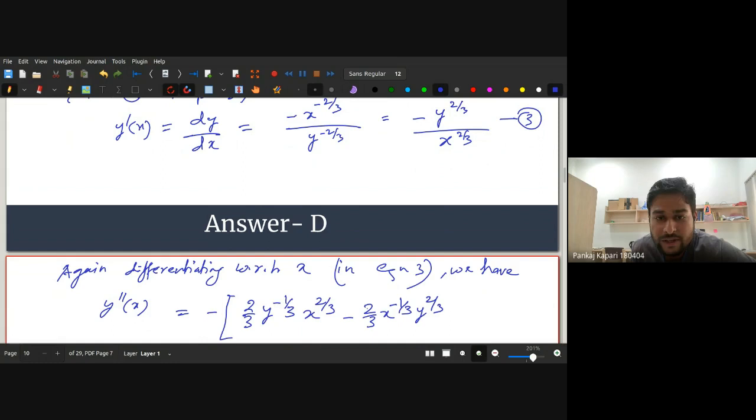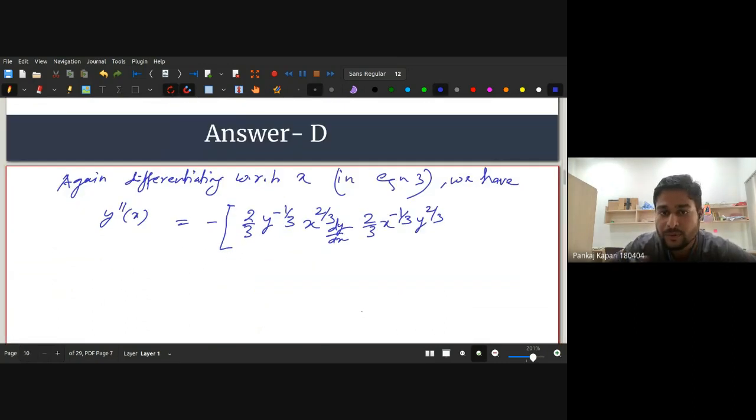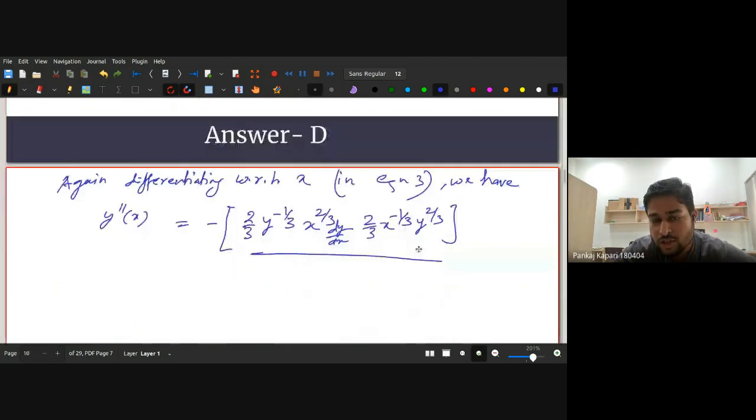Okay, so while differentiating this side, you are again differentiating the composite function. So that means there must be a dy over dx, right? Okay, and this is divided by the square of the denominator, which is x to the power 4 by 3.